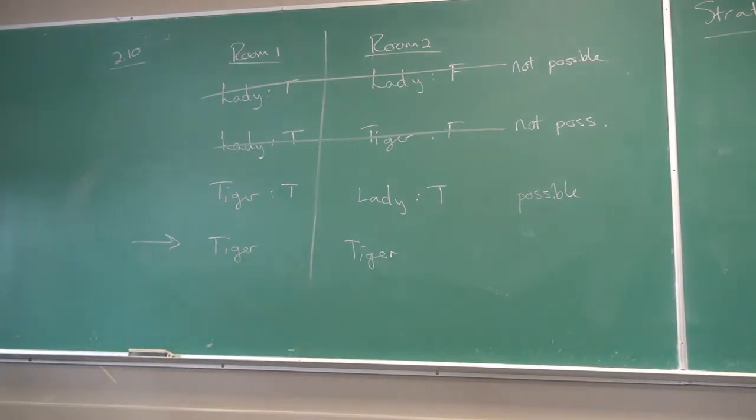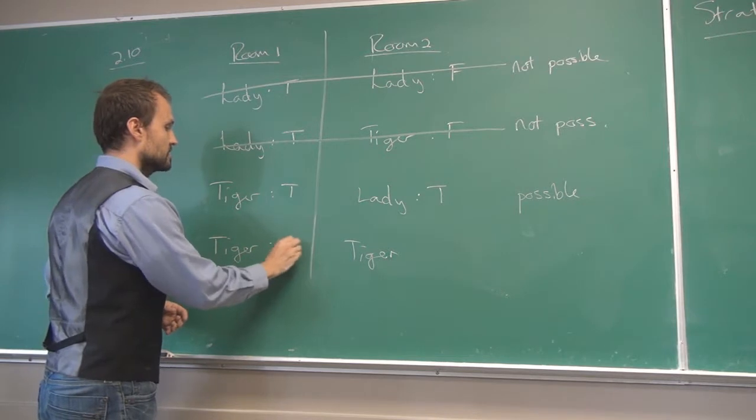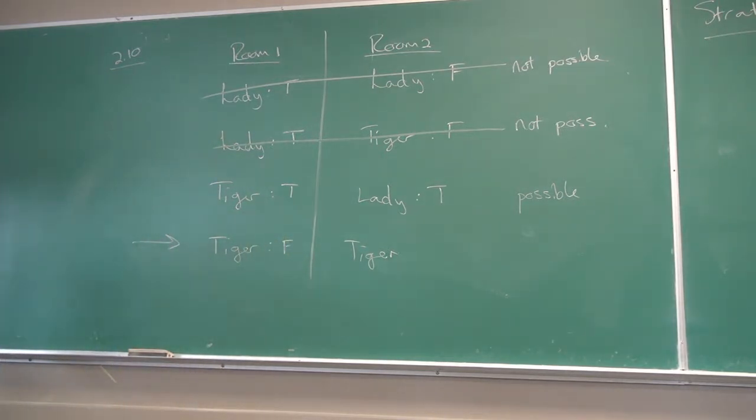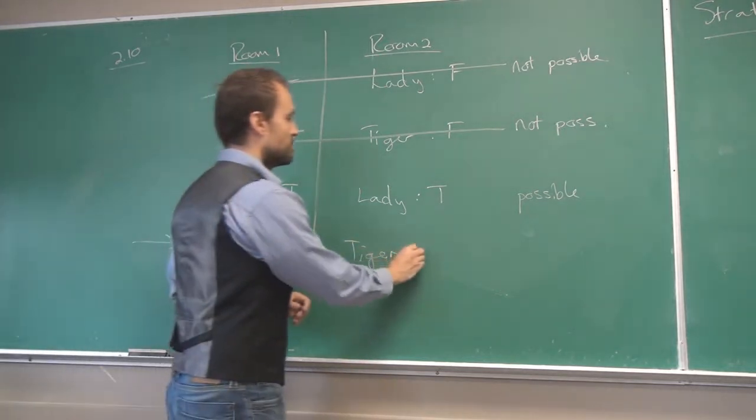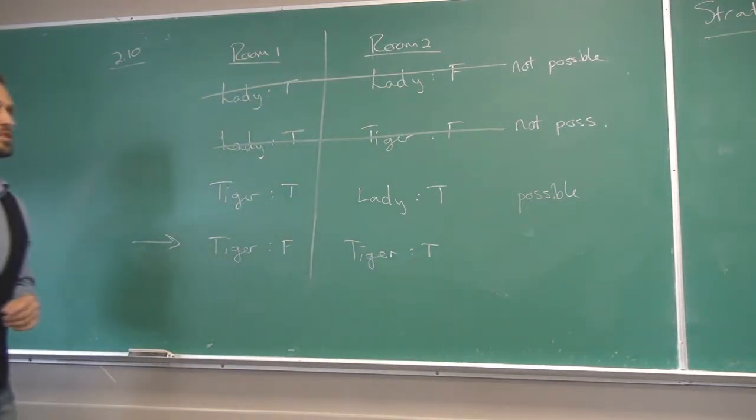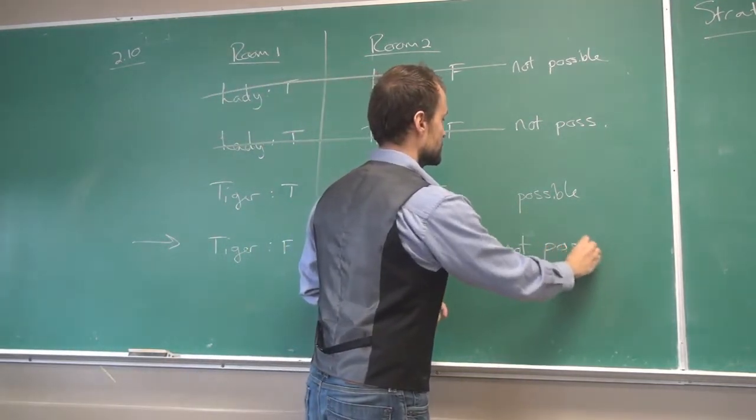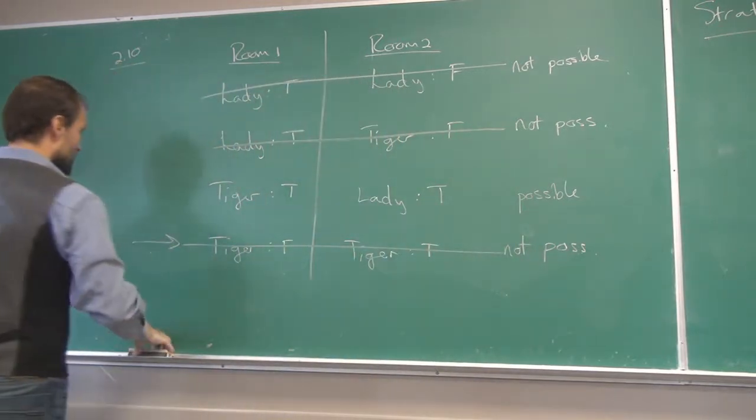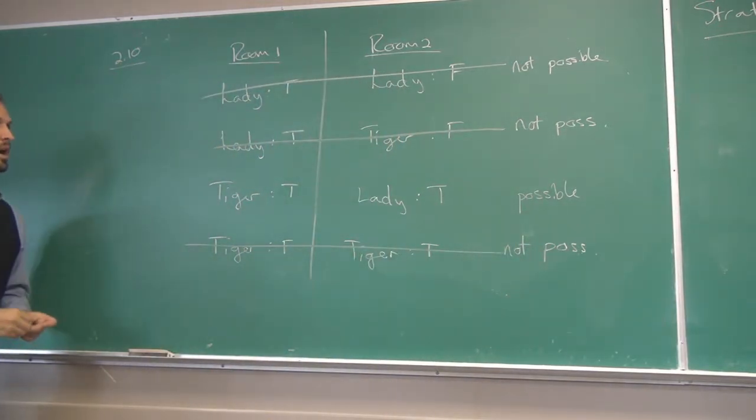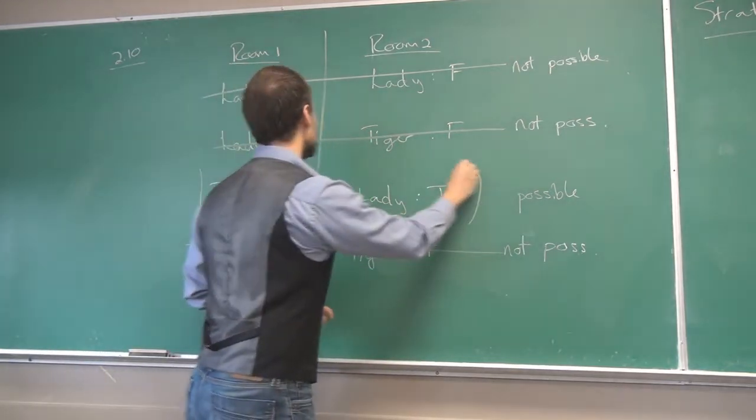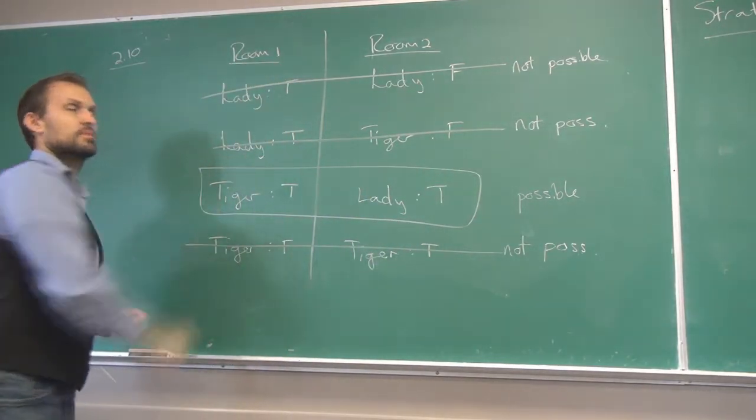Door 1 says at least one of these rooms contains a lady. That is false. Door 2 says a tiger is in the other room. That's true. But it's a mix, which goes against what the king said. Not possible. Just emphasizing that there's only going to be one answer. In this case, the prisoner should choose door number 2.